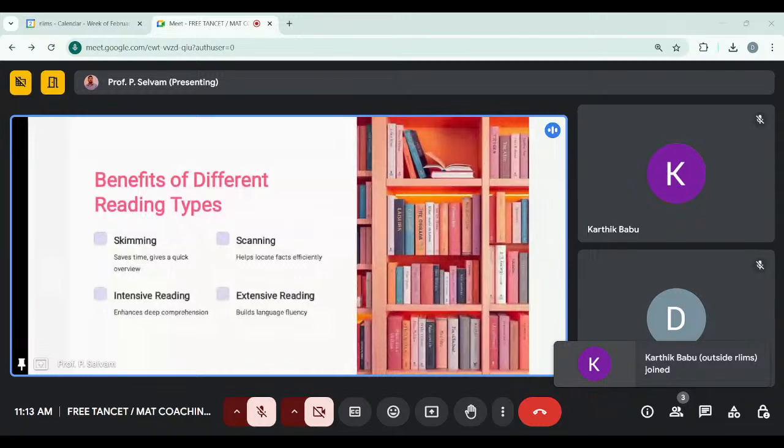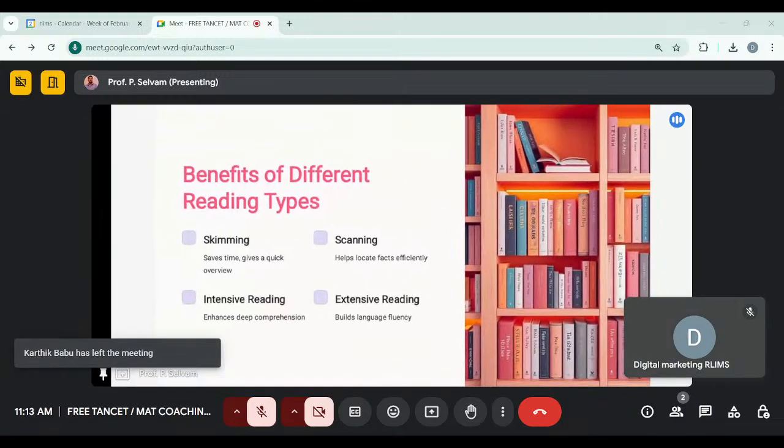So when you employ a skimming reading method, you would be able to save time because you don't read the content from A to Z. Instead, you're looking for specific information. You skip some content that you don't require. You look for the content that you actually want. Therefore, you will end up saving time.